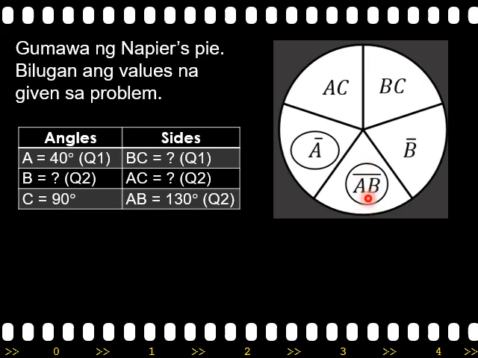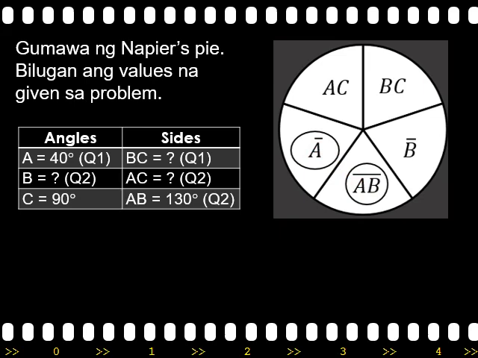So, AB, I placed at the bottom. Then, the two sides and two angles are in opposite parts. And finally, make sure the sides are not adjacent to their opposite angles. So, B is not adjacent to AC, and A is not adjacent to BC. So, in our given, A is 40 degrees, so it has a circle, and then AB, 130 degrees. Based on our Napier's pie, what can we solve?